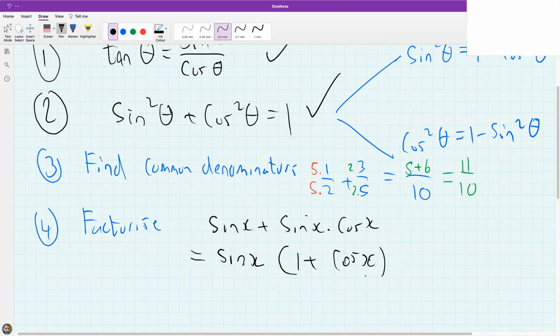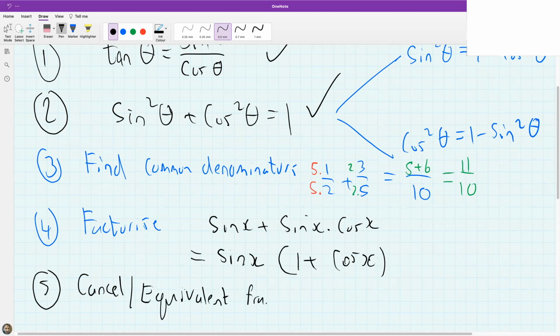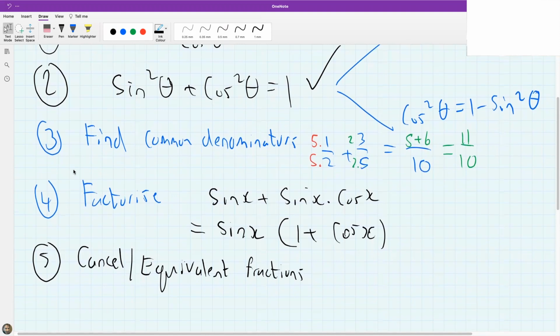And what that does is sometimes it allows you to cancel out brackets and things like that. So when you've factorized, often it can allow you to cancel, or canceling is another way of saying equivalent fractions. You have equivalent fractions. I think that's the main things that I remember from the last lesson, but are there any other things that come to mind, everyone?